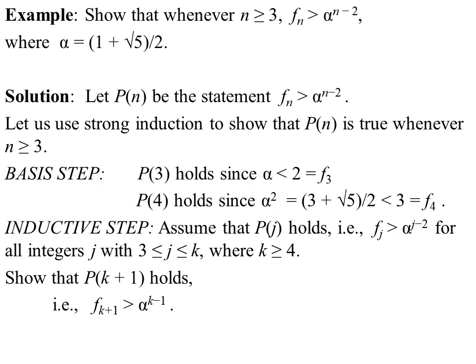Now let us get into the inductive step. Assume that P of j holds, that is Fj is greater than alpha to the power of j minus 2 for all j values ranging from 3 to k, where k value is taken as greater than or equal to 4. Now we have to show that it also holds for P of k plus 1, that is Fk plus 1 is greater than alpha to the power of k minus 1.